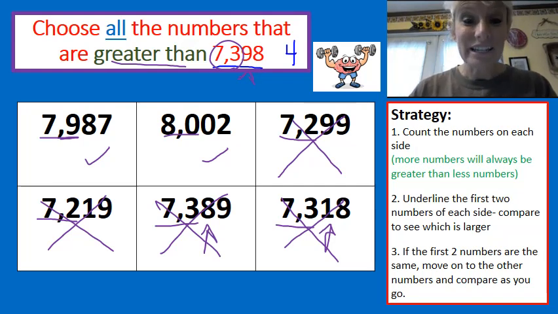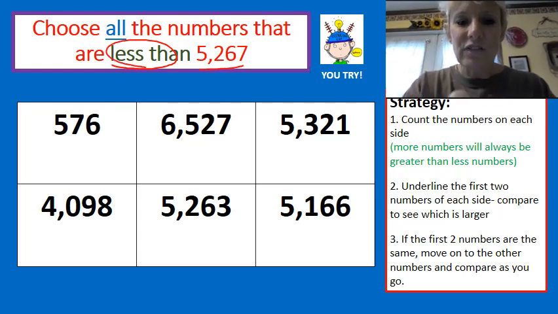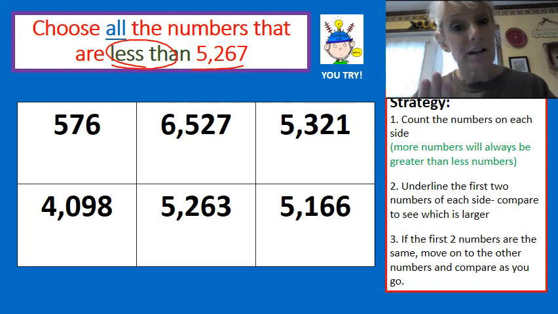Okay, now you're going to get a chance. You're going to get an opportunity to try out all of these strategies and to choose all the numbers, but be very careful because I can already see that this has a different set of directions. It says all the numbers that are less than 5,267. Try those strategies out, pause the video, and come on back when you're done and we'll check them together, okay? All right, let's see how you did.